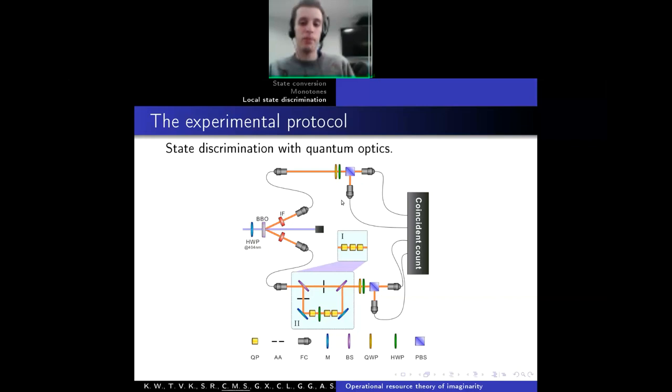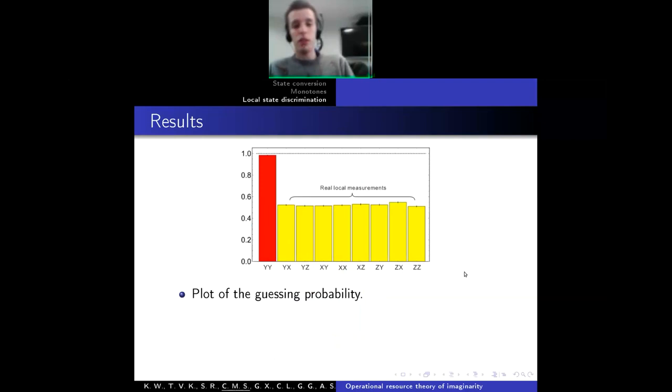So these are the results, which are totally in agreement with the theory. This is a plot of a guessing probability. What's the probability of guessing the state correctly? So if I'm not able to discriminate between those two states, I just need to toss a coin, so the probability will be 1/2. So here, this is what you see. In the x coordinate, you see the observables that are measured. So instead of doing POVMs here, we do measurements of local observables that are sigma x, sigma y, and sigma z.